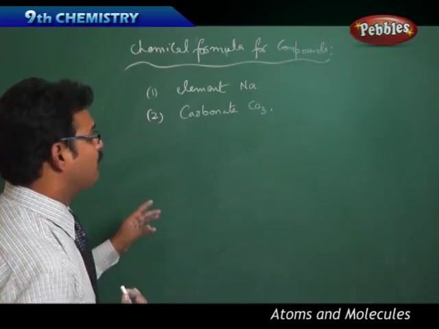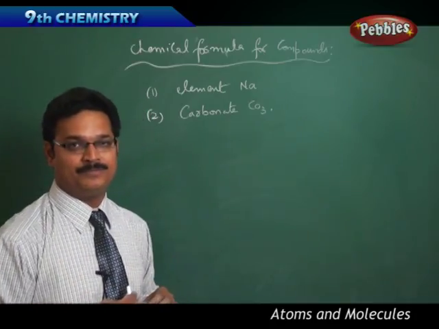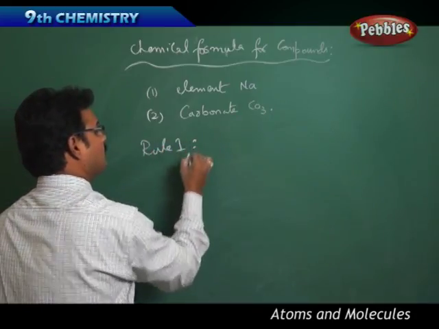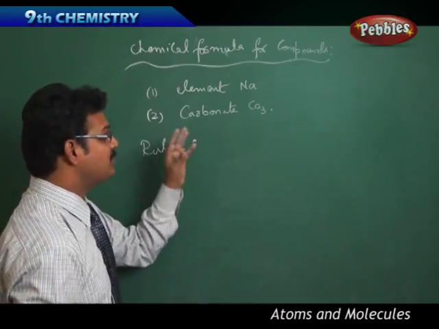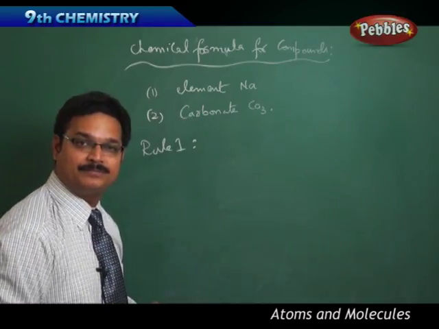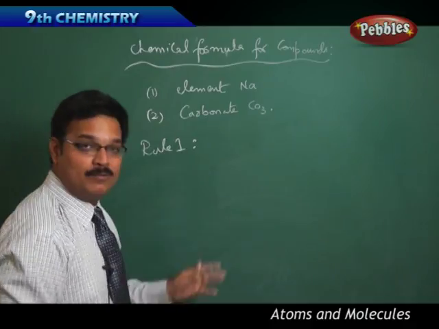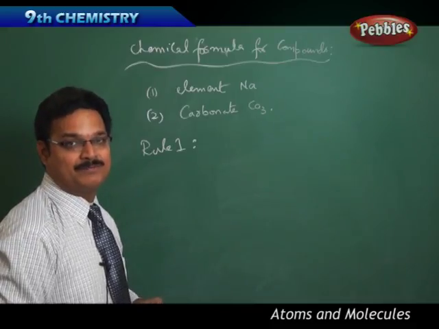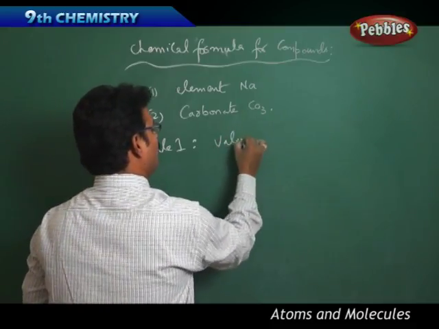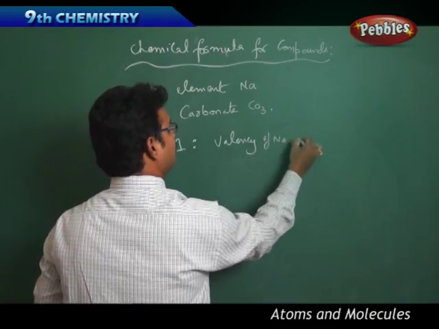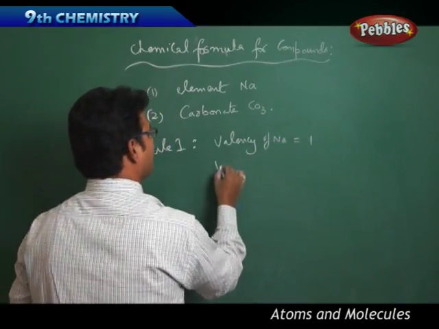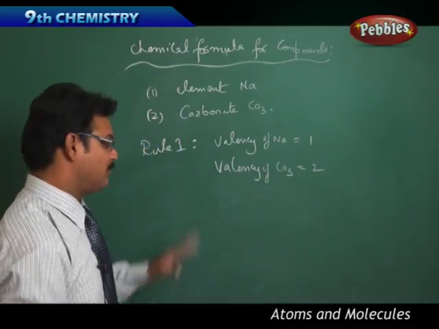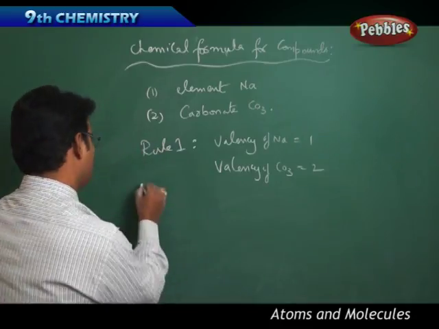To write the formula for the compound, we had to use some rules. The first rule is rule number 1. First, you have to know what is the atomicity of these elements. Or instead of atomicity, you say what is the valency of the elements. Okay, rule number 1. Valency of sodium is 1. We know that. And valency of carbonate is 2. So first, after knowing these valencies, now rule number 2.